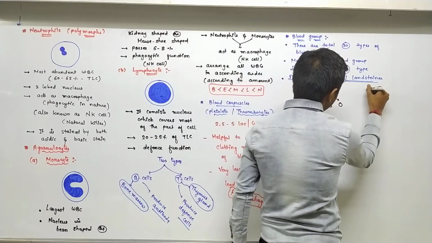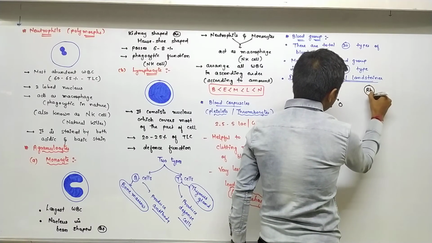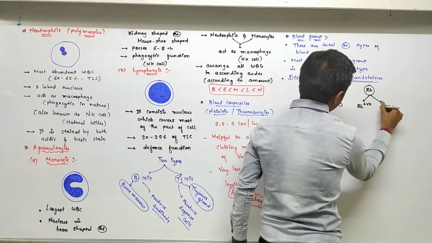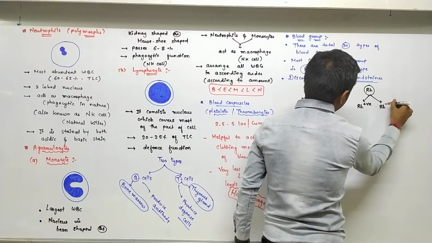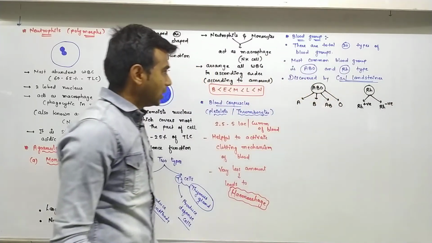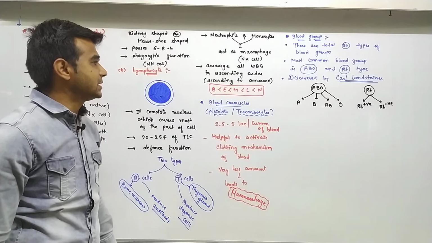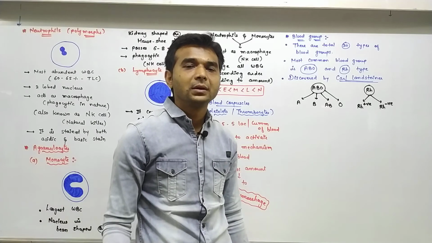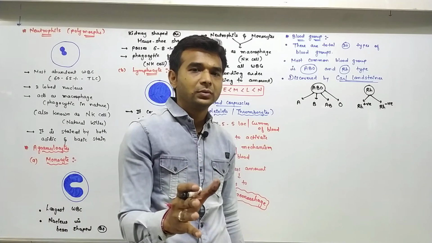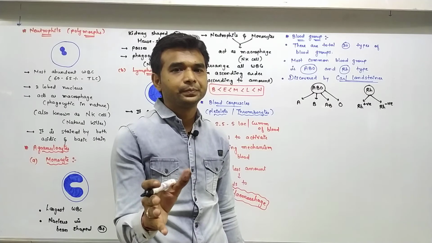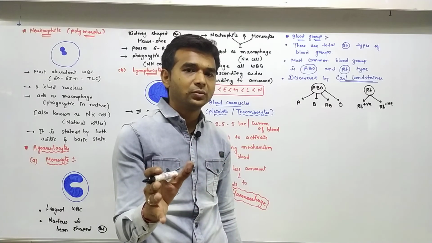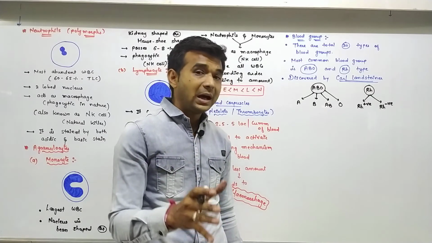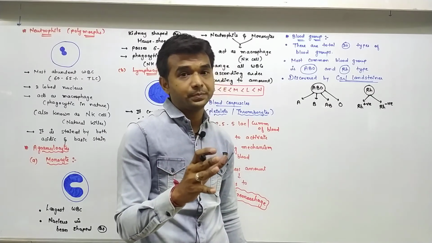And in the RH blood group 2 types are there: RH positive and RH negative. So according to RH positive and RH negative, a total of 8 types of persons are there: A positive, A negative, B positive, B negative, AB positive, AB negative and O positive, O negative. But how do we identify the blood group?